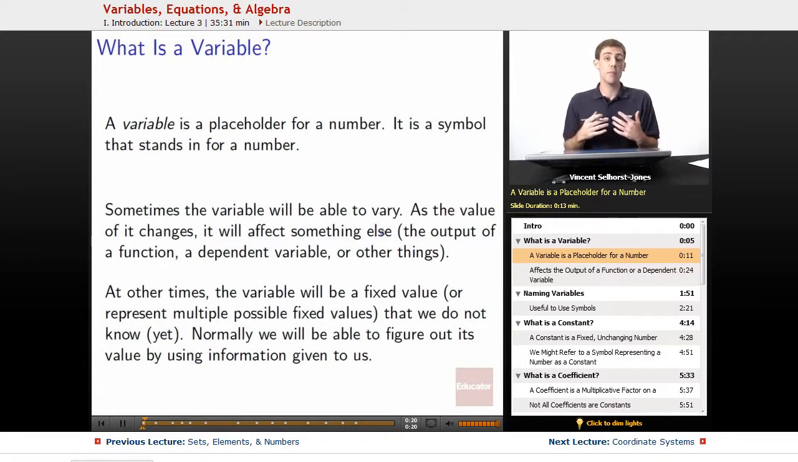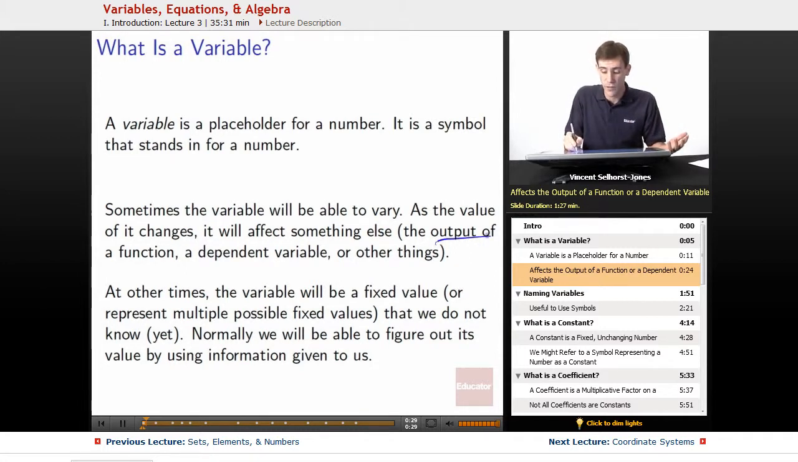Sometimes the variable will be able to vary. It's going to be able to change depending on what we want to do. And as the value of the variable changes, it will affect something else. It might affect the output of a function. It might affect some other dependent variable.